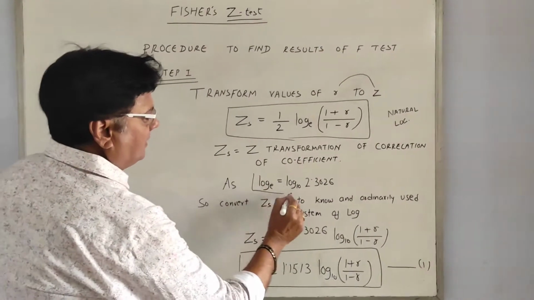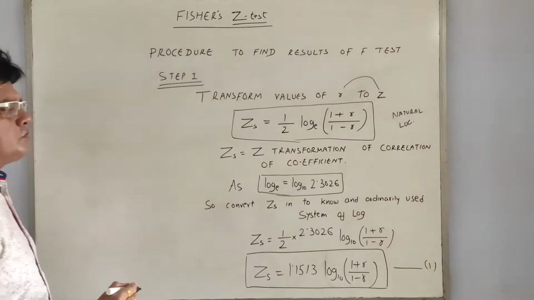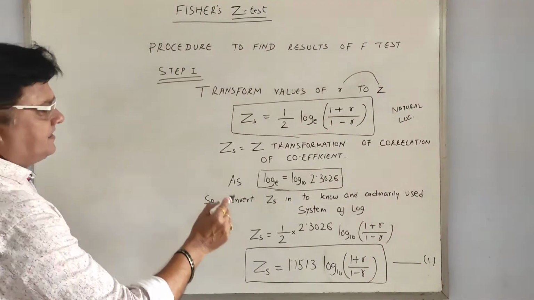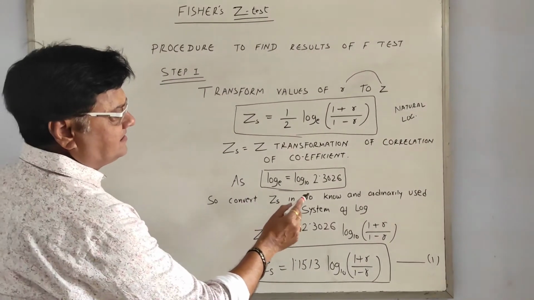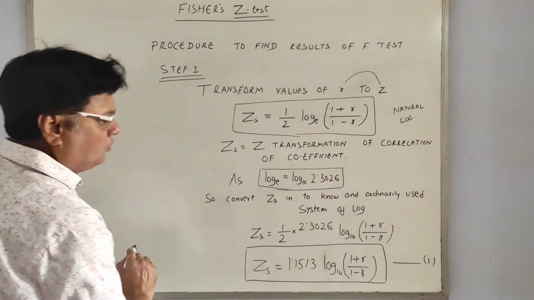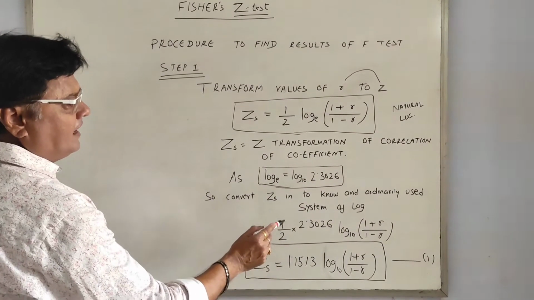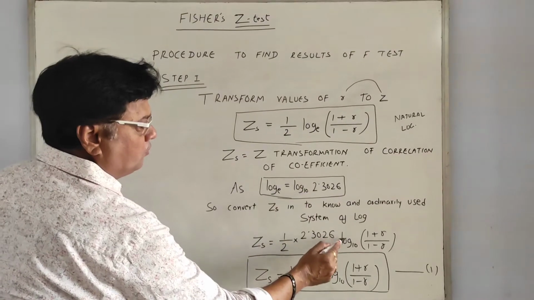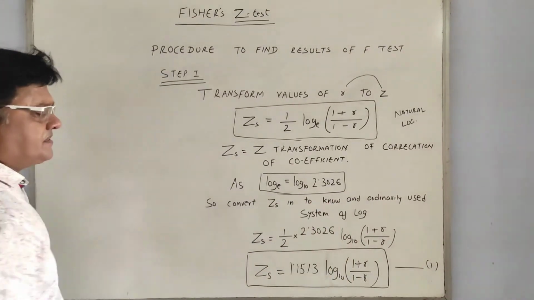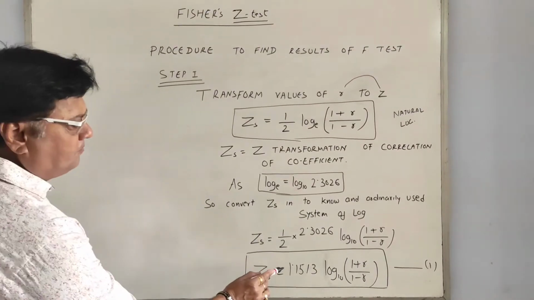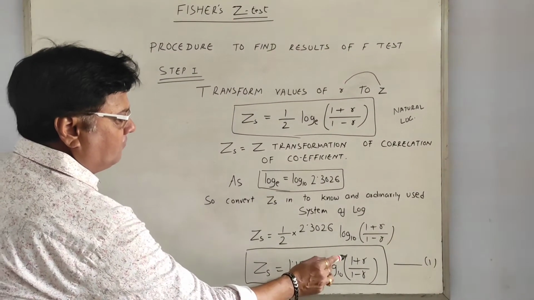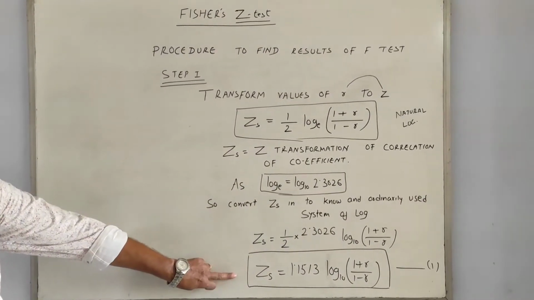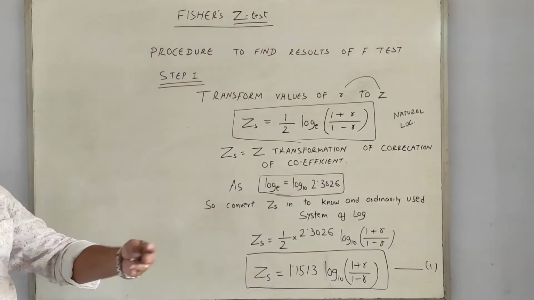So the second formula is log with base E equals 2.3026 times log with base 10. We have applied this here because we have to convert Zs into the known and ordinary system of log, as I told you. So Zs is 1 by 2, and now applying this, it comes to 2.3026 into log of (1 plus R) by (1 minus R) with the base 10. So Zs will be 1.1513 log of (1 plus R) by (1 minus R) with the base 10. So this is the first thing that you should know to find the Z-test. Other things are coming up.